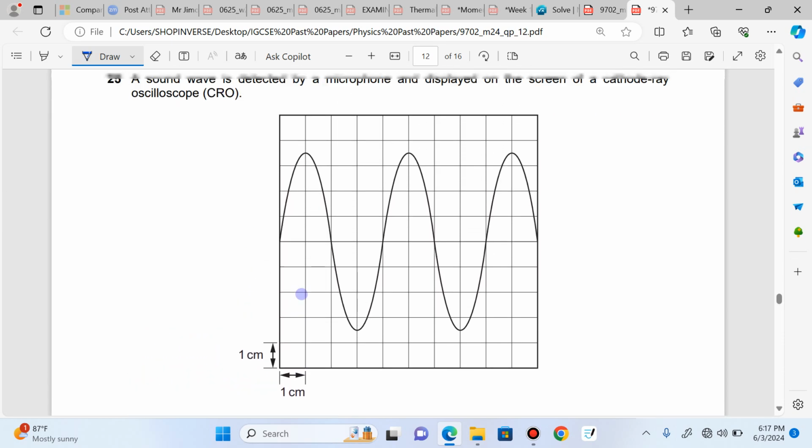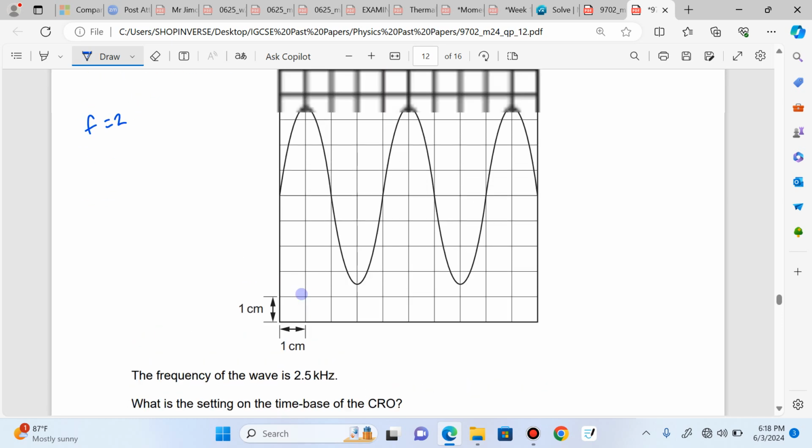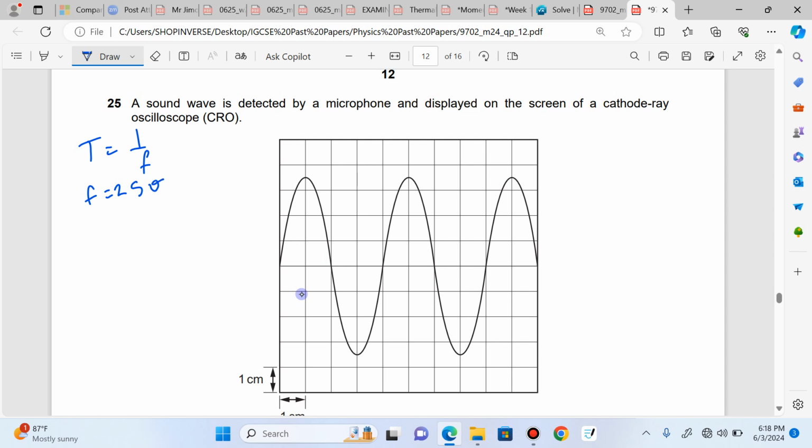Okay, frequency is 2.5 kHz. What is period? Period equals 1 over frequency. Since the frequency is 2.5 kilohertz, that means frequency is 2500 hertz, then the period is 1 over 2500. 1 divided by 2.5 will be 0.4.